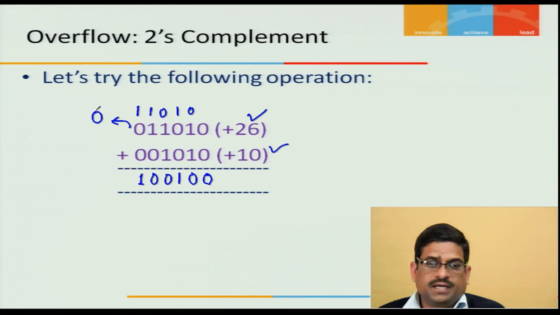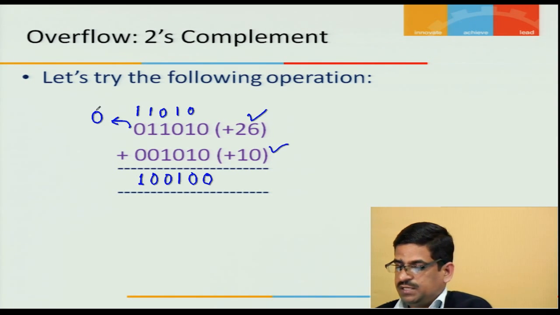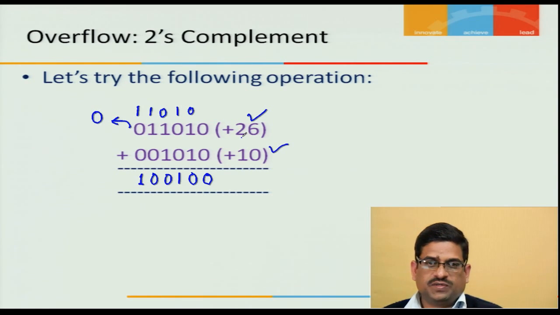This result is not correct. Why is it not correct? My first observation is that both the numbers are positive numbers, plus 26 and plus 10. The result also should be a positive number.